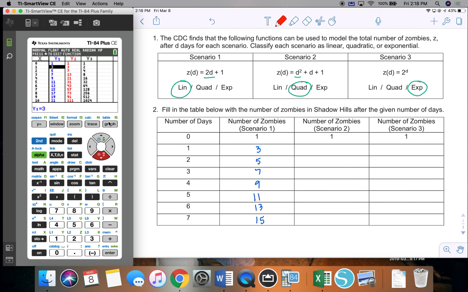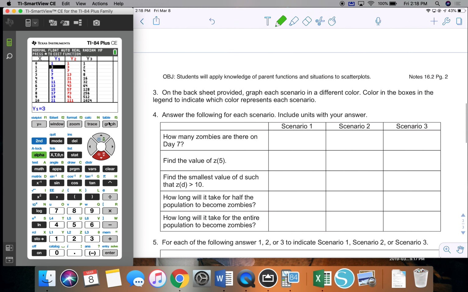Remember that you can pause this video to write them down if you need. For Y2, we have 1, 3, 7, 13, 21, 31, 43, and 57. And then Y3, we have 1, and then it goes to 2, 4, 8, 16, 32, 64, and 128. So remember, you can pause now if you need.